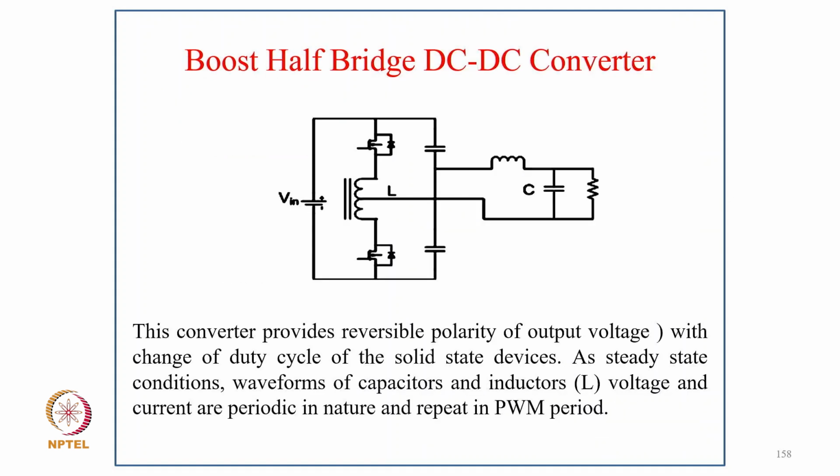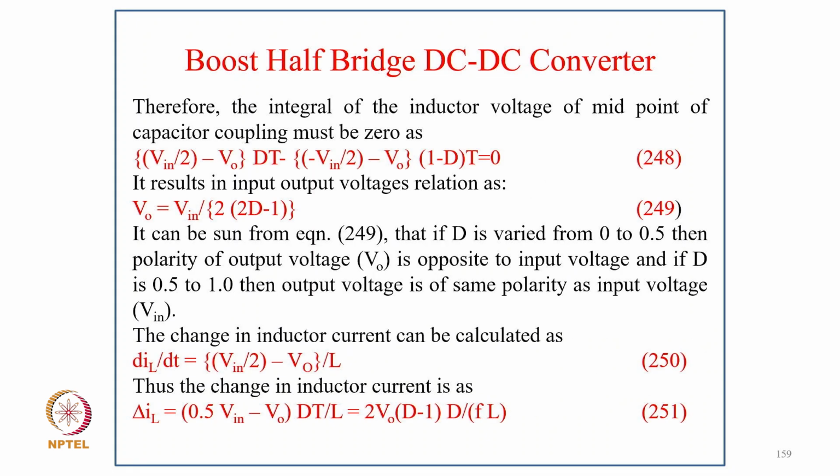Now coming to the boost half bridge DC-DC converter, where we have a coupled inductor in between the two switches, and that inductor makes this an input current source, and we get the buck boost operation. So this converter provides reversible polarity of output voltage with the change of duty cycle of the solid state switch devices. In the steady state condition, the waveforms of capacitor and inductor voltages and currents are periodic in nature.